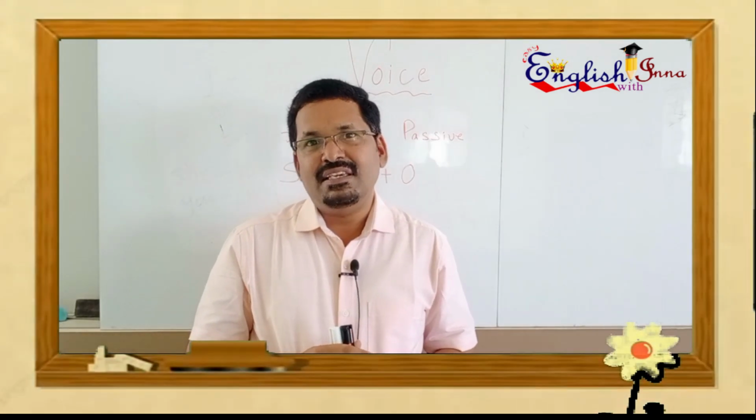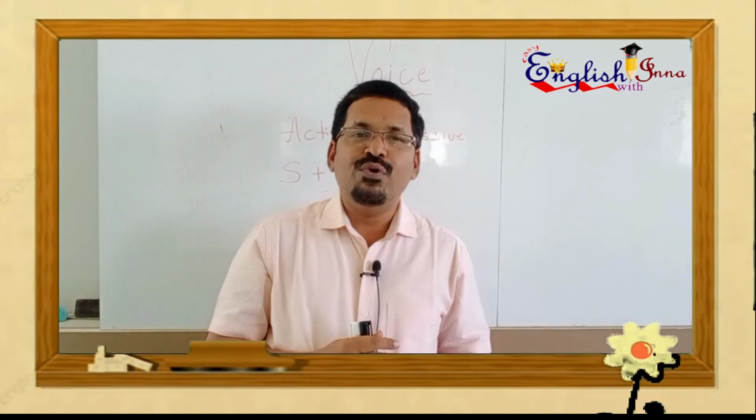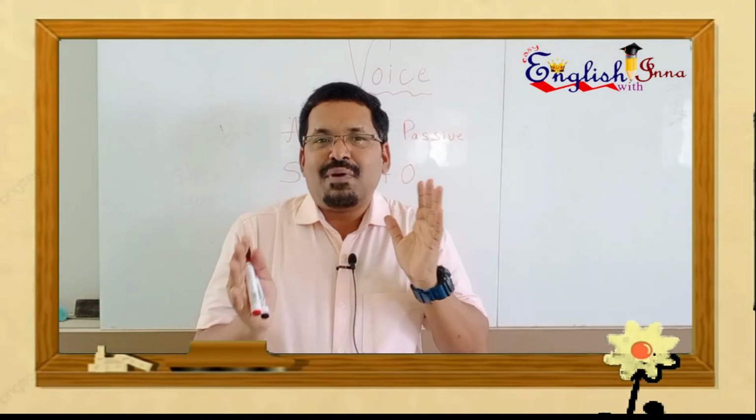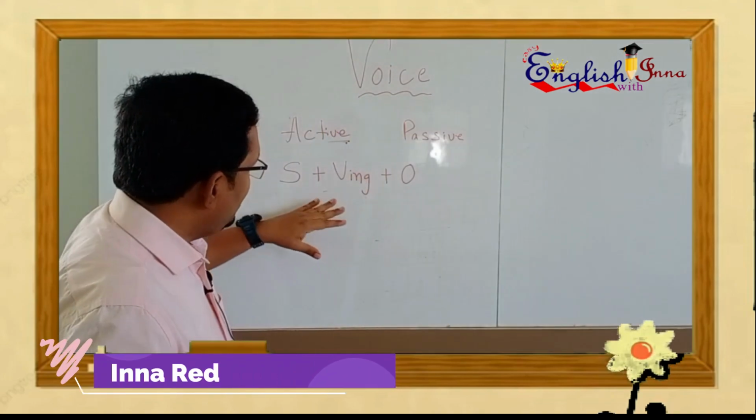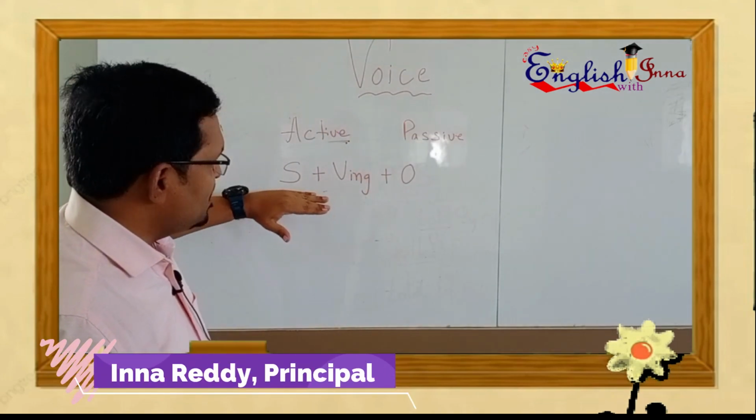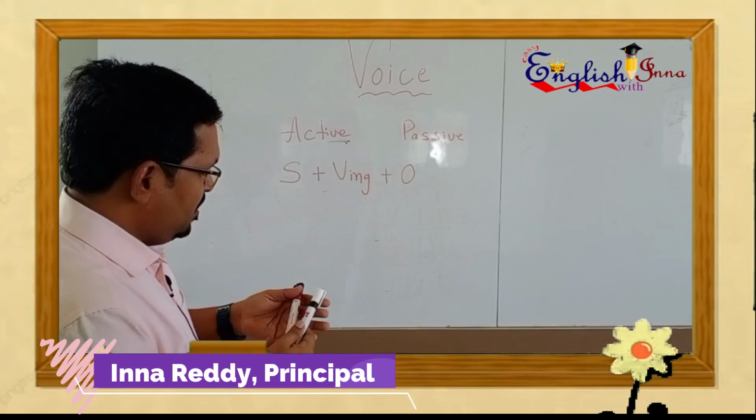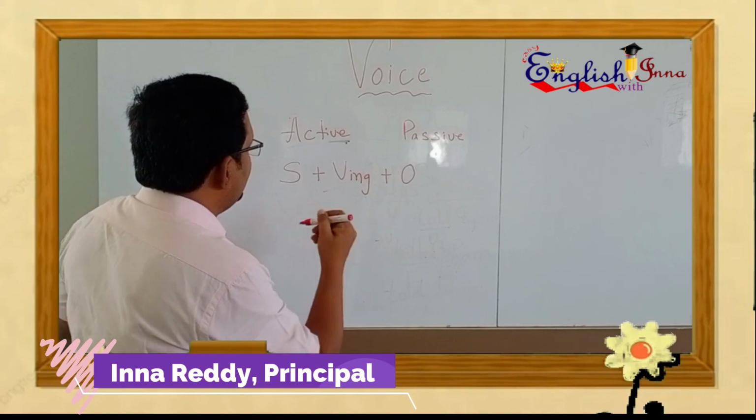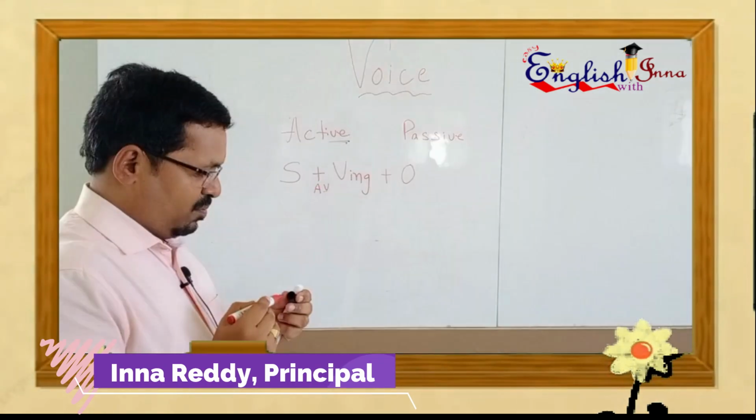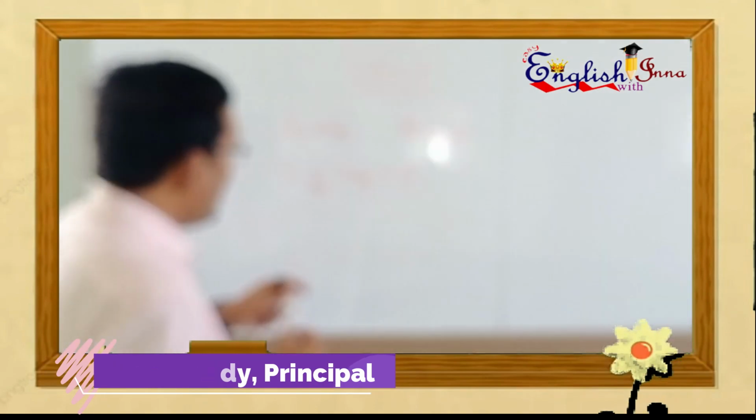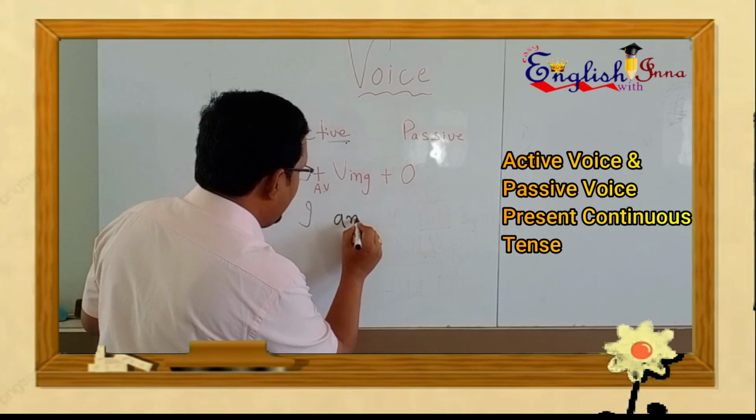Let me give you an idea about the present continuous tense. How do we use active voice and passive voice with the present continuous tense? Here again I am writing an active voice sentence: subject, verb with the ing form, object, and an auxiliary verb.